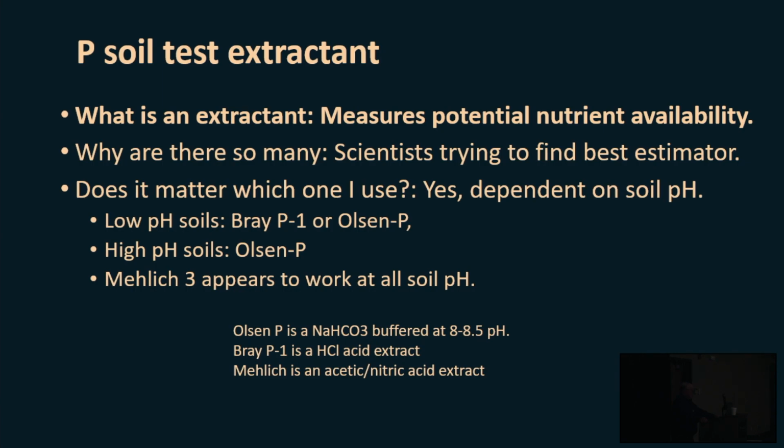Bray P1 is a hydrochloric acid extract, so a stronger acid. And then you talk about Bray P2. I think some of you probably can relate to that. There's a certain lab that does both tests. And so it's even a stronger acid. It pulls out even more phosphorus. Okay? So the soil testing world has identified that Bray P1 is better than Bray P2 at estimating phosphorus. Malic is an acetic acid weak nitric acid extract, just for your benefit on how those are different.